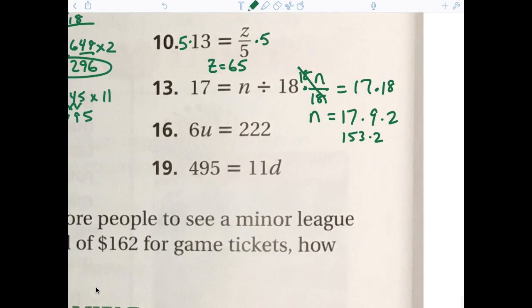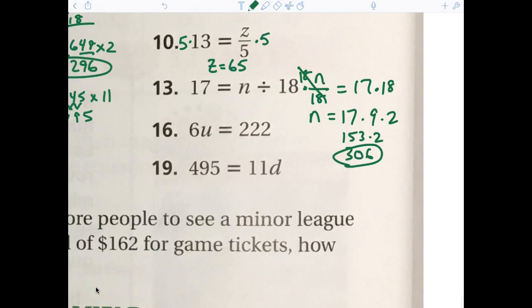153 times 2 should be mental math. 300 and 6. Yes, buddy. Does that feel good? 306. That's amazing. Excellent work. It feels good, dude. So I'm happy with that.